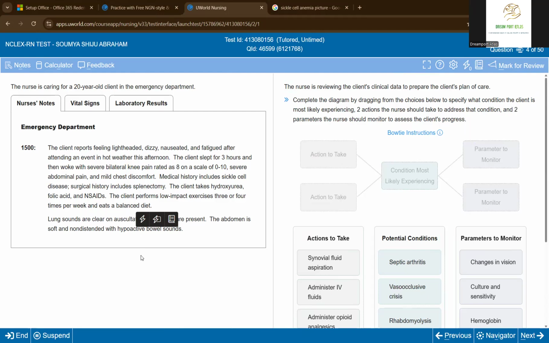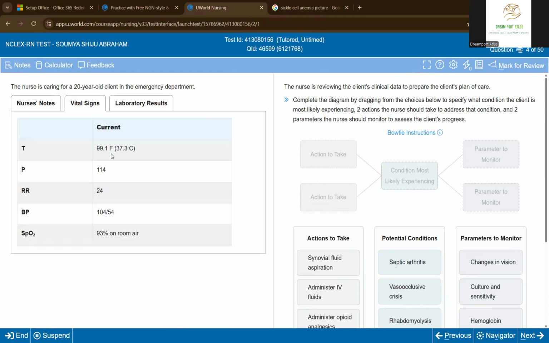Here the client performs low impact exercises 3 or 4 times per week. Okay, and eats a balanced diet. And lung sounds are clear on auscultation. S1, S2 present. Abdomen is soft, non-distended with a hypoactive bowel sound. Here the only abnormal finding is the hypoactive bowel sound, which means the client's digestion is not proper. Here it is already mentioned, the client is nauseated.